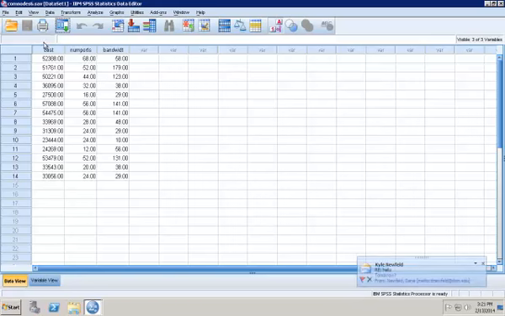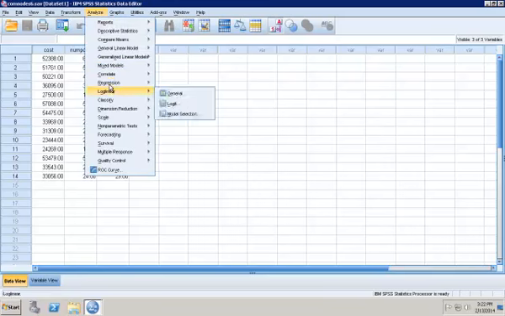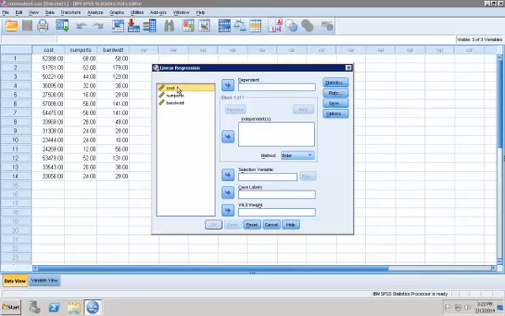I have information about 14 communications networks, their cost, the number of ports that they have, and the amount of bandwidth that they require. I'm going to go into Analyze, then Regression, and select Linear. My dependent variable is cost, and my independent variables are number of ports and bandwidth. We would hypothesize that as I increase the amount of bandwidth and the number of ports, my cost should most likely increase.